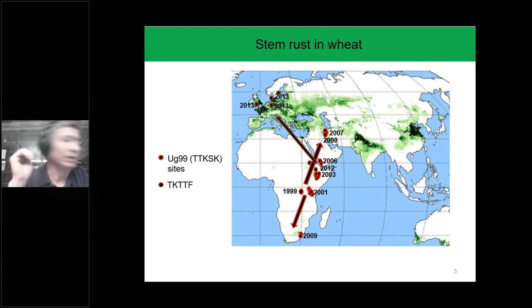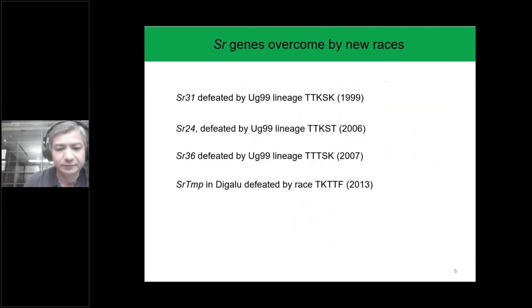So while the stem rust pathogen spread widely, it also evolves rapidly. So far, more than 10 different new races have been identified in Africa. And after the stem rust resistance gene SR31 was defeated by TTKSK or Ug99 in 1999, three major stem rust resistance genes, SR24, SR36, and SR-TMP, were also overcome by TTKST, TTTSK, and TKTTF, respectively.